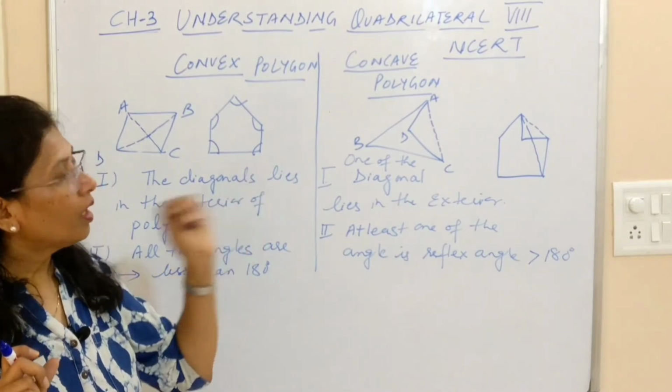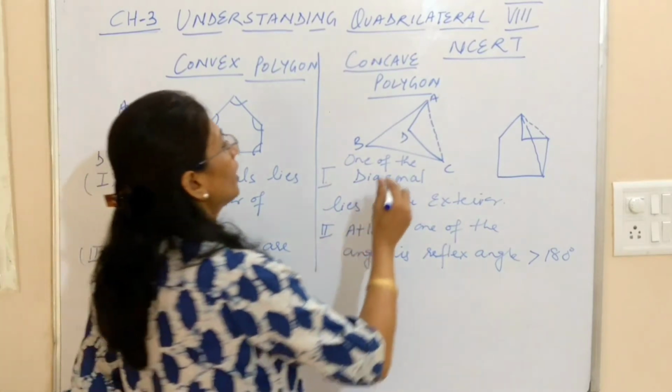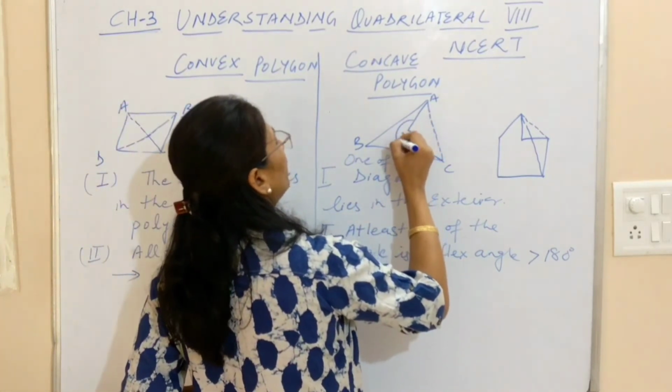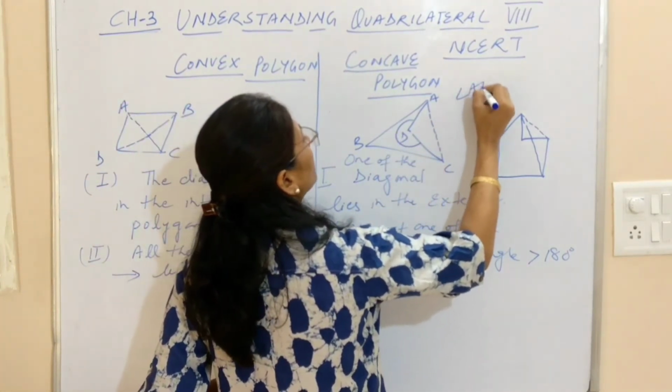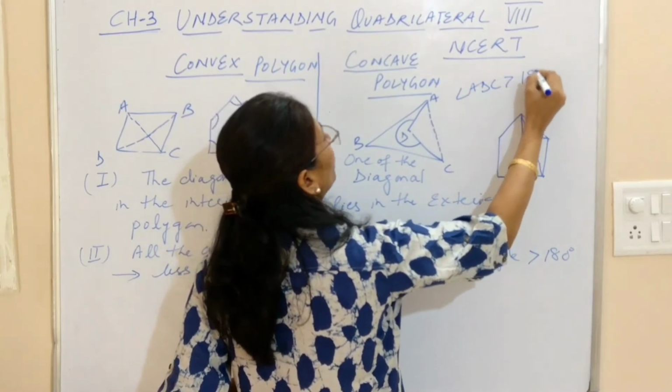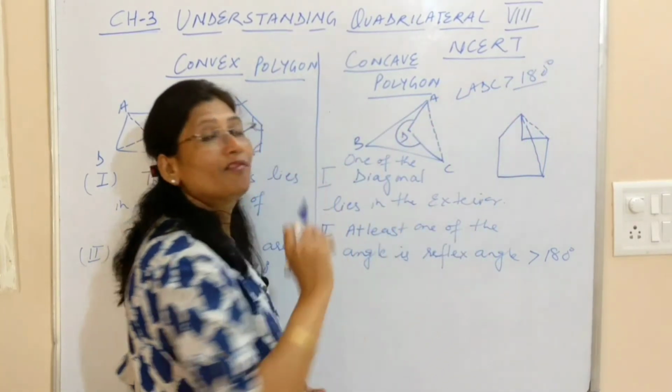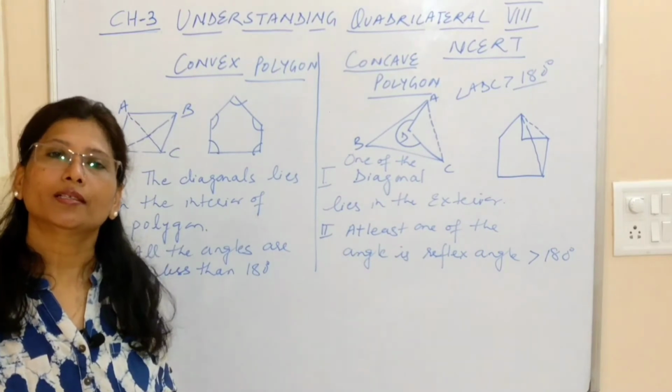What about the concave polygon? If I talk about this angle, angle ADC, you can see this angle is greater than 180, a sort of reflex angle. So this is a concave polygon.